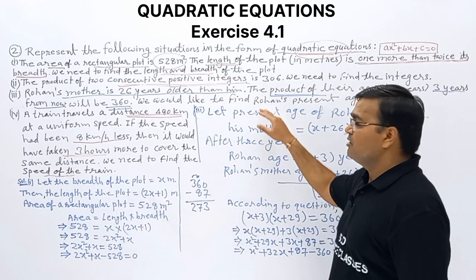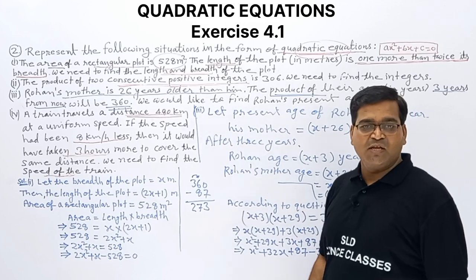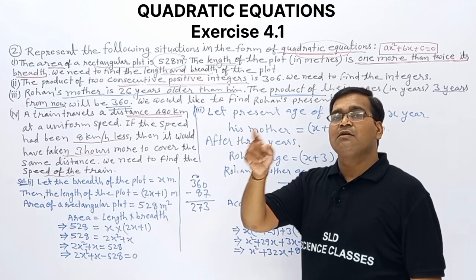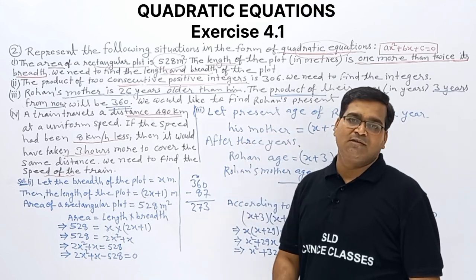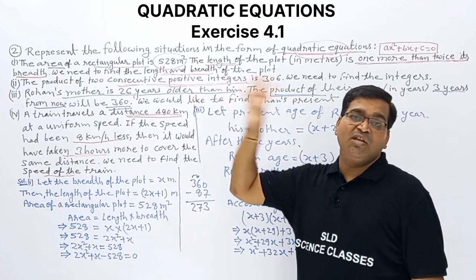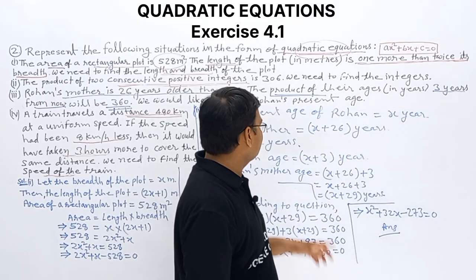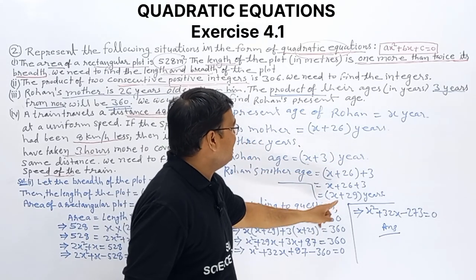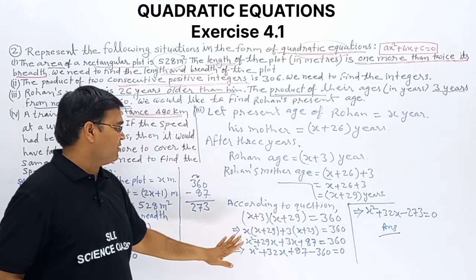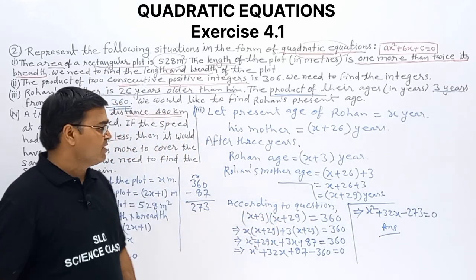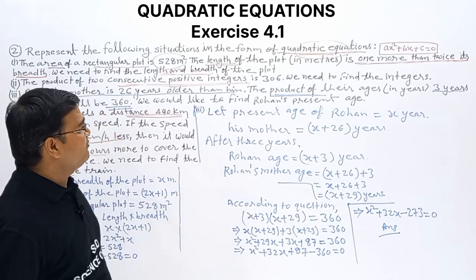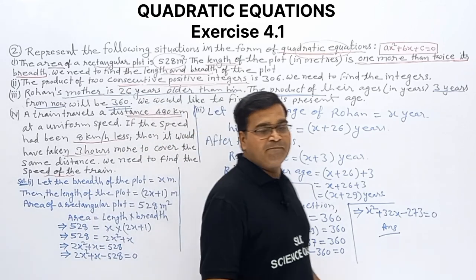So after 3 years, the present age will change. If Rohan is x years old, then after 3 years he will be x plus 3. His mother will be, whatever we have presently, x plus 26, plus 3 we will add. Then the product of both will be 360. According to the question, we are writing this one, and we are solving. So in this way, we are getting the quadratic equation of this question.